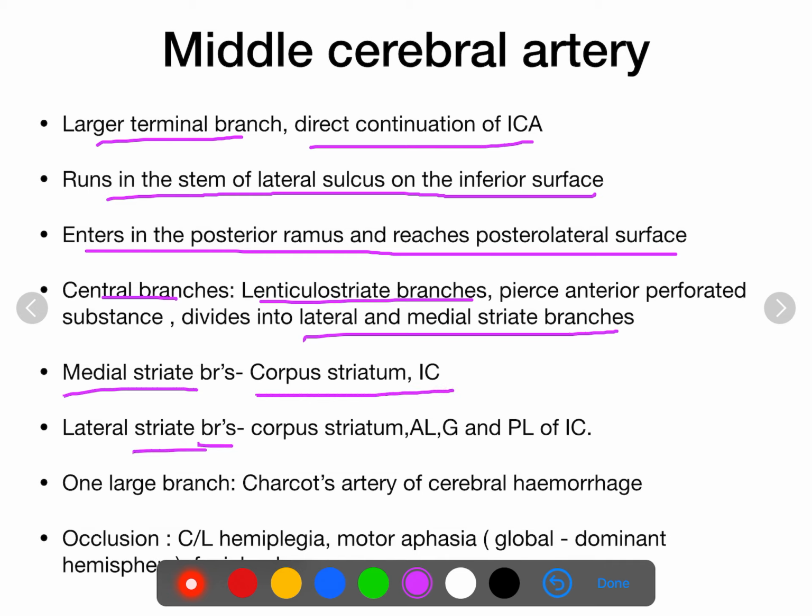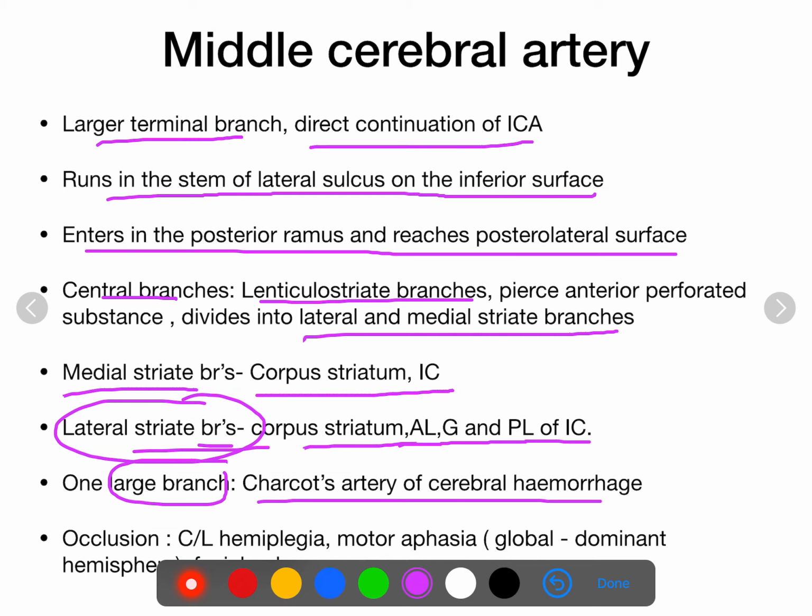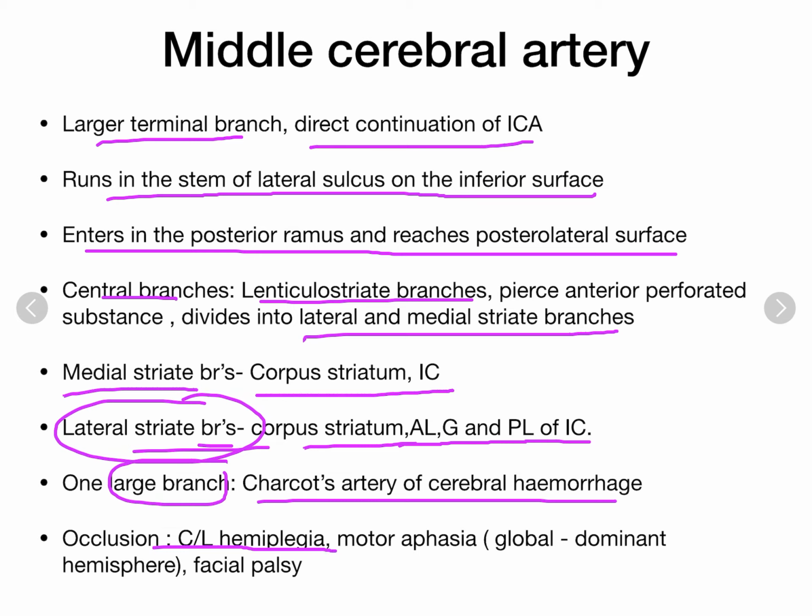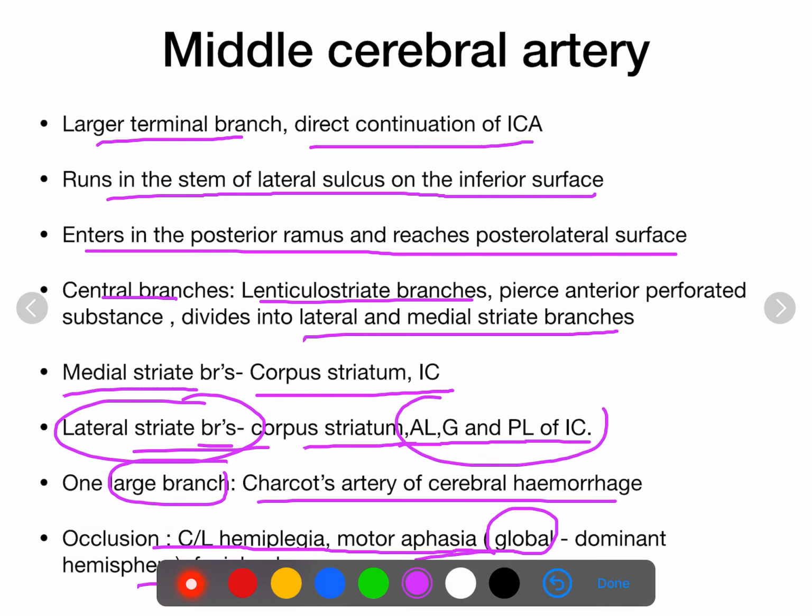Lateral striate branches supply the corpus striatum, anterior limb, genu, and posterior limb of the internal capsule. So these lateral striate branches are more important. One of the lateral striate branches is a large branch, and that is called Charcot's artery of cerebral hemorrhage. Occlusion of this artery causes contralateral hemiplegia and motor aphasia. If the dominant hemisphere is affected, it can cause global aphasia also, and also causes facial palsy because it involves the anterior limb, posterior limb, and genu of the internal capsule.